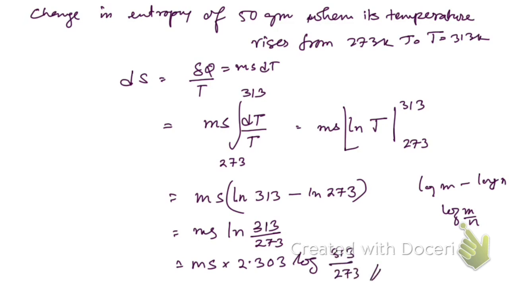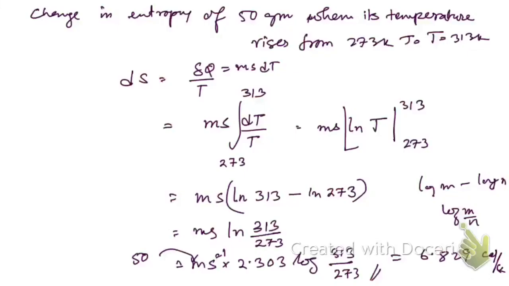You can use a calculator to find this value. If you put the value of m, that is 50 gram, and the specific heat of water, that is equal to 1, then you're going to get this value, 6.829 calorie per Kelvin. That's what you're going to have.